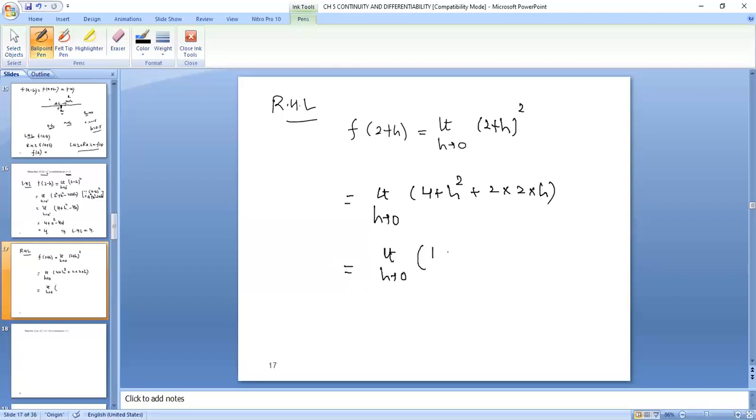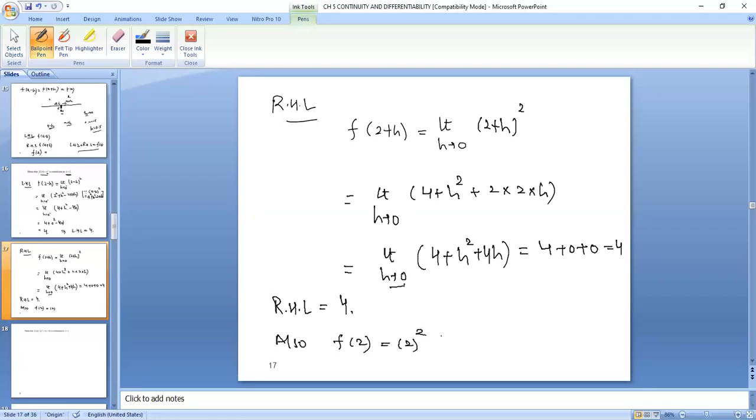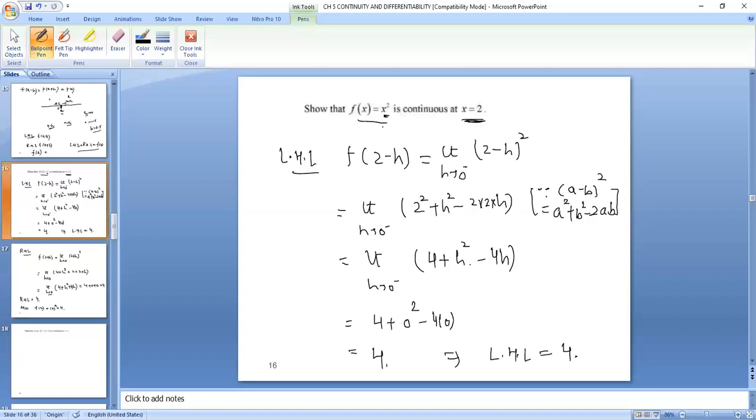It is 4 plus h square plus 4h. Put the value of h as 0, so it will be 4 plus 0, which is equal to 4. So right hand limit is equal to 4. Also, the value of the function f of 2 is equal to 2 square, which is equal to 4, because f of x is equal to x square, we are directly putting the value of the point, which is 2. So f of 2 is equal to 2 square.